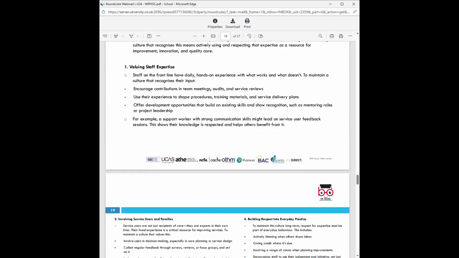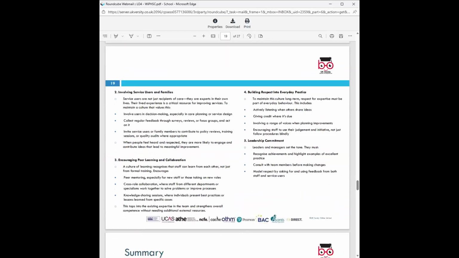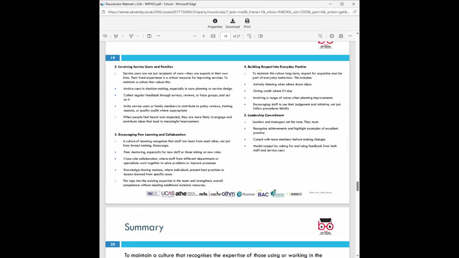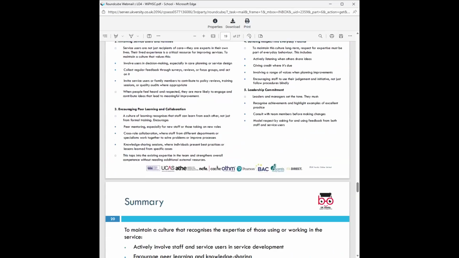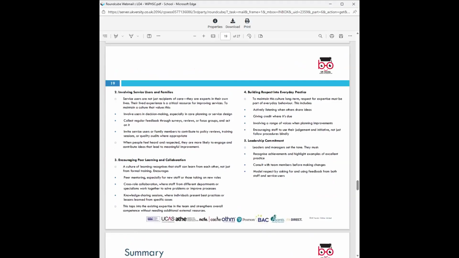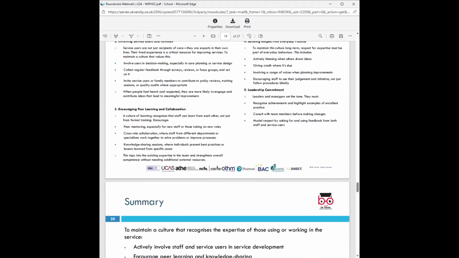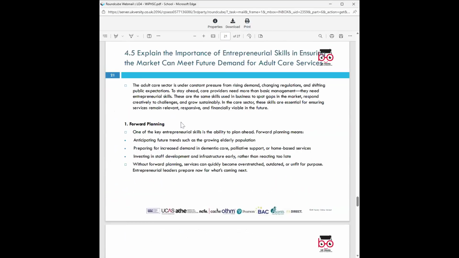So valuing staff expertise, and that's really important to value your staff, encourage contribution, make sure you offer different development opportunities for that staff member, involving service users and their family, making sure they're involved as well, doing surveys, getting feedback from them, encouraging peer learning, peer mentoring, staff cross-collaboration, building respect in everyday practice, so giving credit, listening to people, leadership and commitment. Leaders and managers set this tone, consult your team members. It's really, really important. And a summary of what we've done there as well.